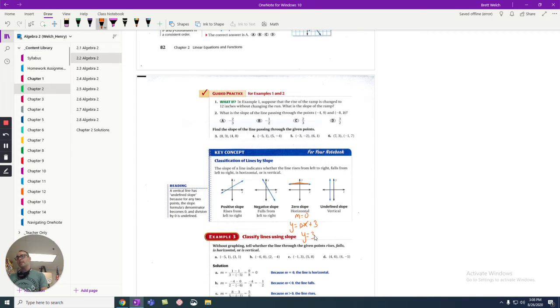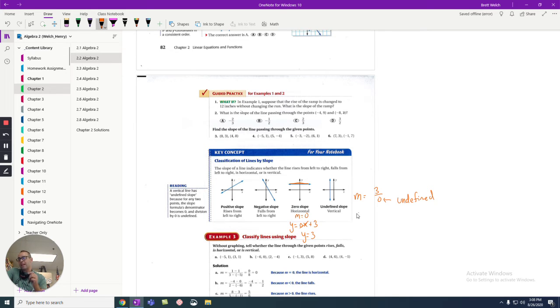In contrast, if you ever end up with an m equals, say, 3 over 0, well, this means it's not going side to side at all. It can go up and down, it rises, but it doesn't run. Because it has no run, mathematically, this is considered undefined. We can have a bigger conversation in math class about why it's undefined and what that means, but suffice it to say that an undefined slope means we're going to have it be very vertical.